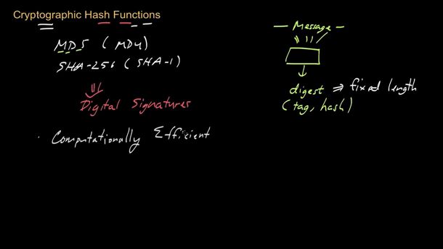Now, the second property you typically need, especially in the context of digital signing, is that it should be hard to find two inputs that map to the same output. I mean two distinct inputs whose corresponding digest is identical.